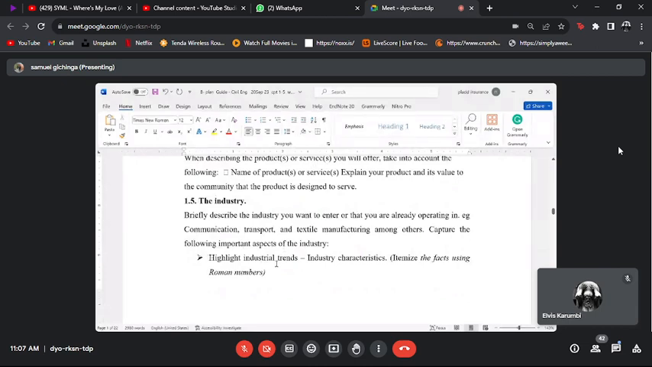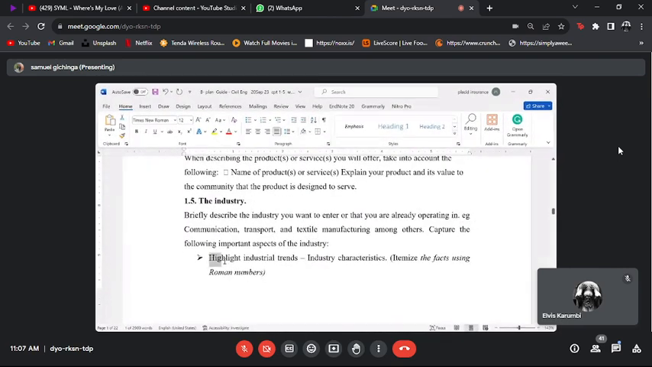It has a trend. It has its own merits. It has its own disadvantages. So we are saying you briefly describe the industry that you'll be operating in, and you show the characteristics. So you highlight industrial trends. If you're in communications, tell us. If you're an engineer, you're in that. If it's transport, tell us what you do. If you're in textile manufacturing, tell us what you do.